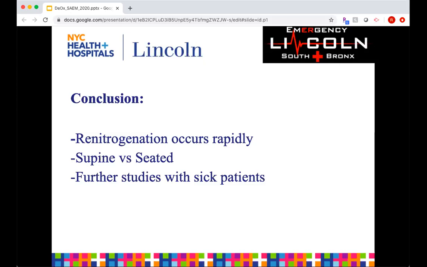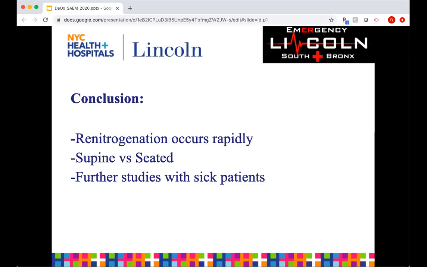If healthy volunteers renitrogenate this quickly, it provides insight into sick patients with damaged lungs, with both a reduction of FiO2 due to the inspiration of room air during the early stages of the apneic period, as well as the increased oxygen demand of the ill patient. It can be assumed that these patients would renitrogenate even faster. Prior to laryngoscopy, if room air is mixing into the functional residual capacity of an ill patient, pre-oxygenation efforts may be lost. Additionally, it appears the position of the subject makes no difference in pre-oxygenation or deoxygenation.